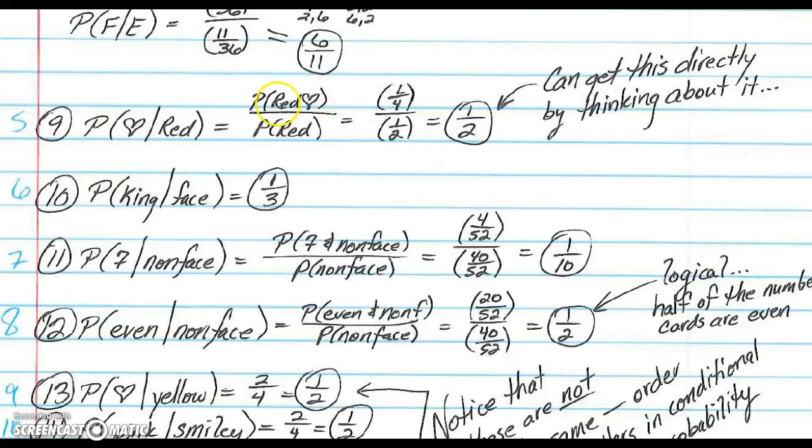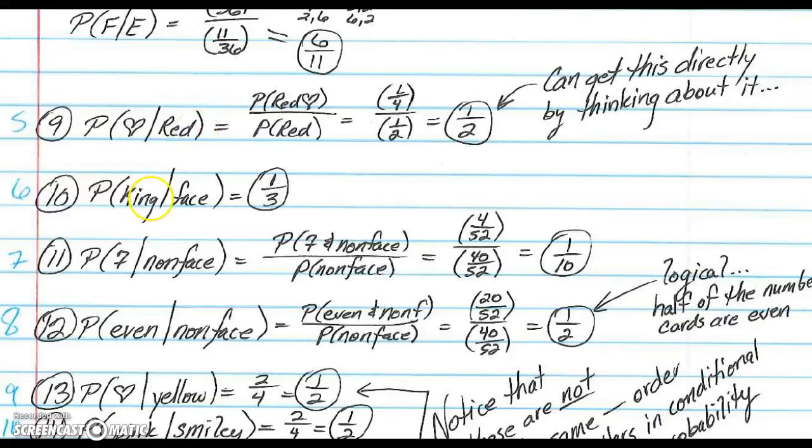Well, all the hearts are red anyway, so this is really just the probability of getting a heart, which is 1/4. On the bottom, probability of getting a red, half the cards are red, half are black, so that would be 1/2. Reduce this to 1/2. Or you can think about it, if you've already drawn a card out of the deck and you know it's red, that's the only information you know, it's either a heart or it's a diamond. So you really have a 50-50 chance, a 1/2 chance there of being a heart if you already know that it's red.